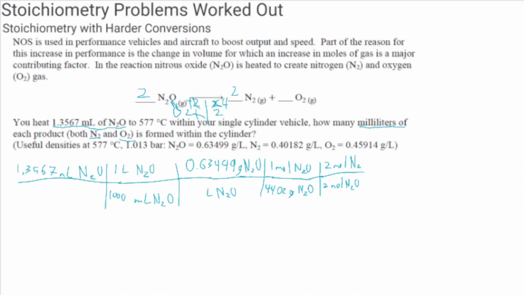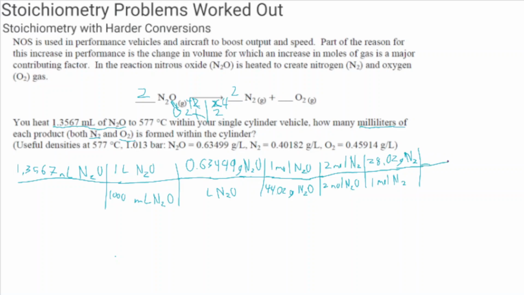Now that we're in moles of N2, we could use the periodic table again and do 14.01 times 2 to get our molar mass of N2. So we'll say for every 1 mole of N2, we're going to have 28.02 grams of N2. Now that I'm in grams of N2, this is going to allow us to go ahead and use this density here, where we can go from grams to liters.